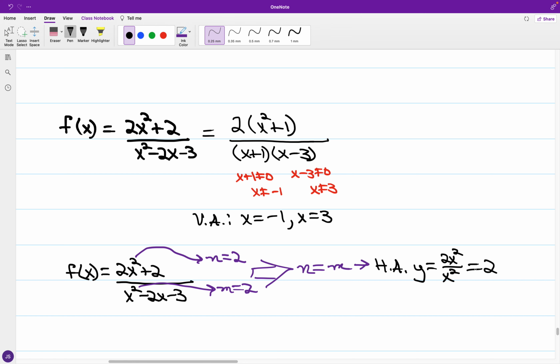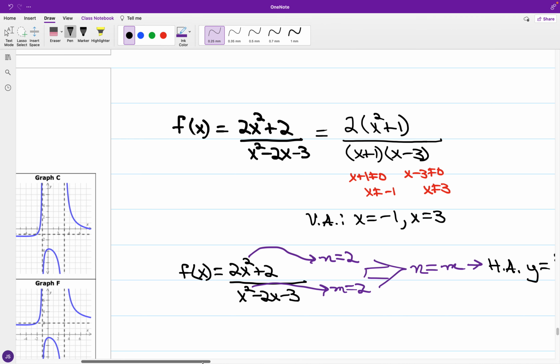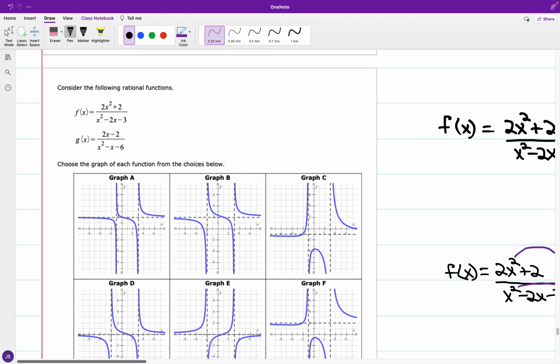So looking at our asymptotes, we have x at negative 1, x at 3, y at 2.